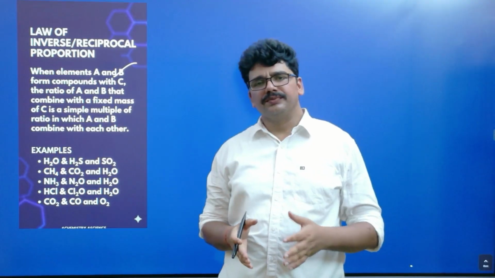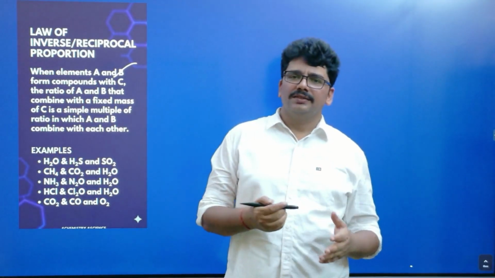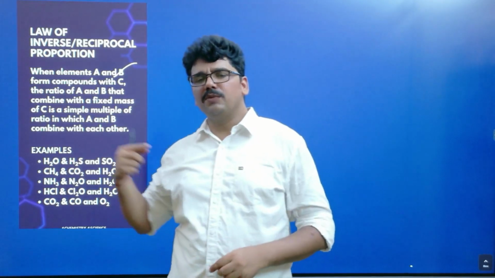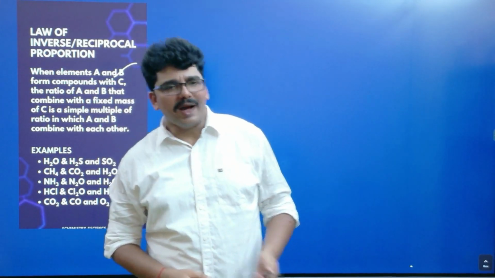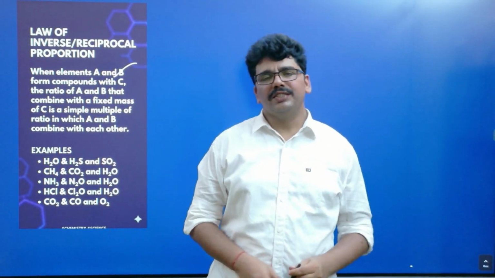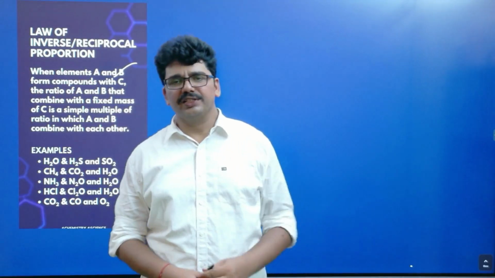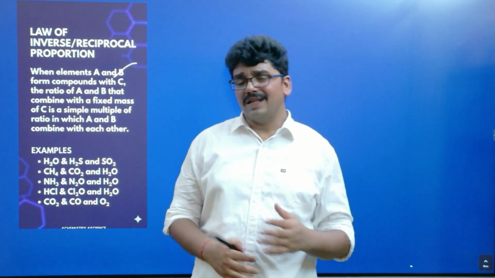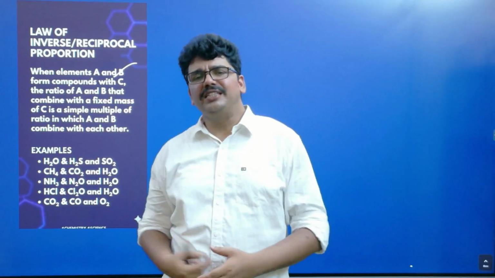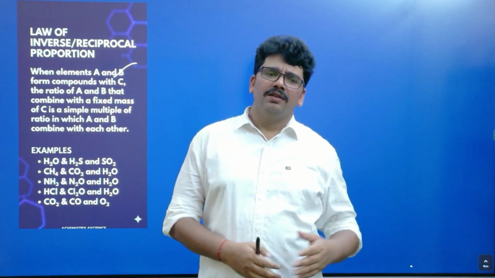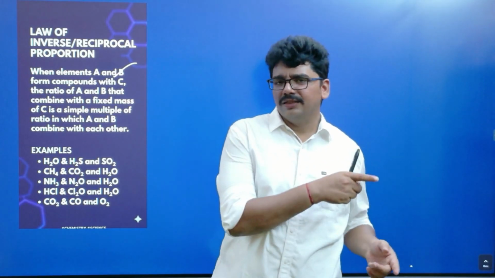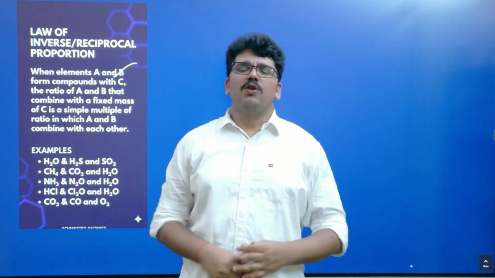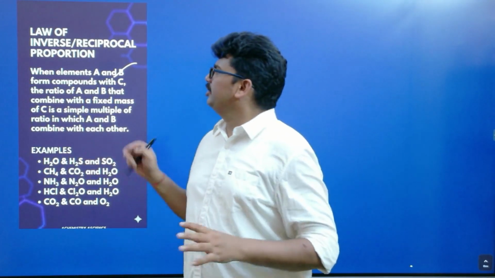Out of three elements, find the mass ratio of two elements with respect to a fixed mass of the third element. Find the mass ratio of A and B with respect to a fixed mass of C. That is one ratio. The second part is when those two elements, A and B, combine directly with each other. Find their mass ratio of A and B. Those two ratios must be in a simple whole number ratio. This is what we call reciprocal proportion.